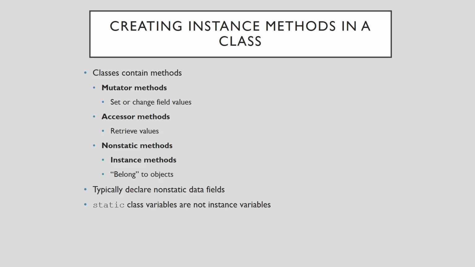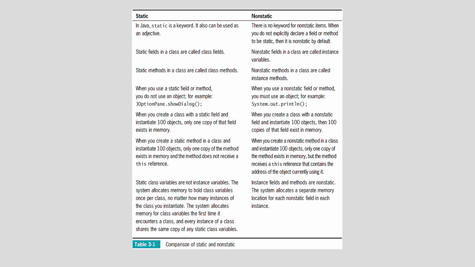And static class variables are not instance variables. Later on, we will demonstrate and use the non-static methods and non-static variables. We have the table here which shows the difference between the static and the non-static members of a class. The keyword static can be used as an adjective. The static fields in a class are called the class fields.